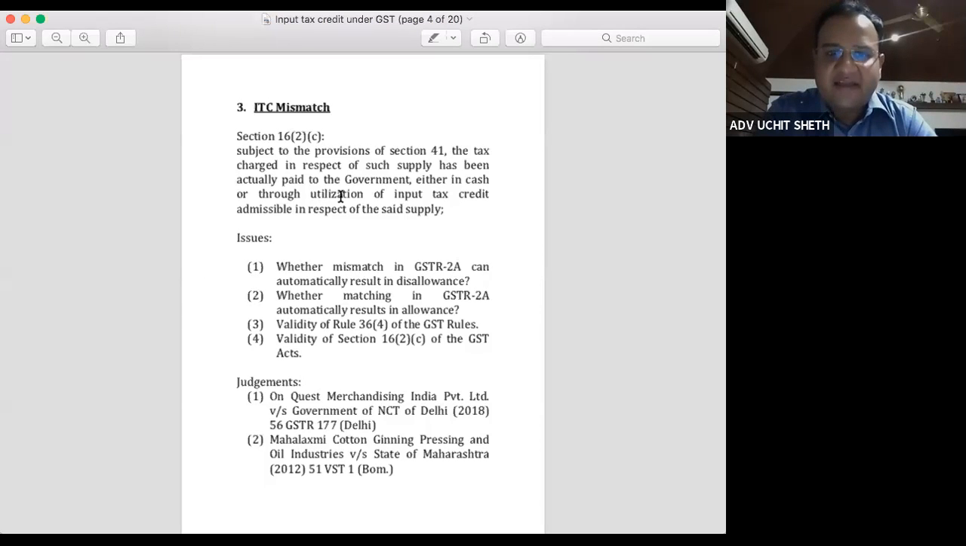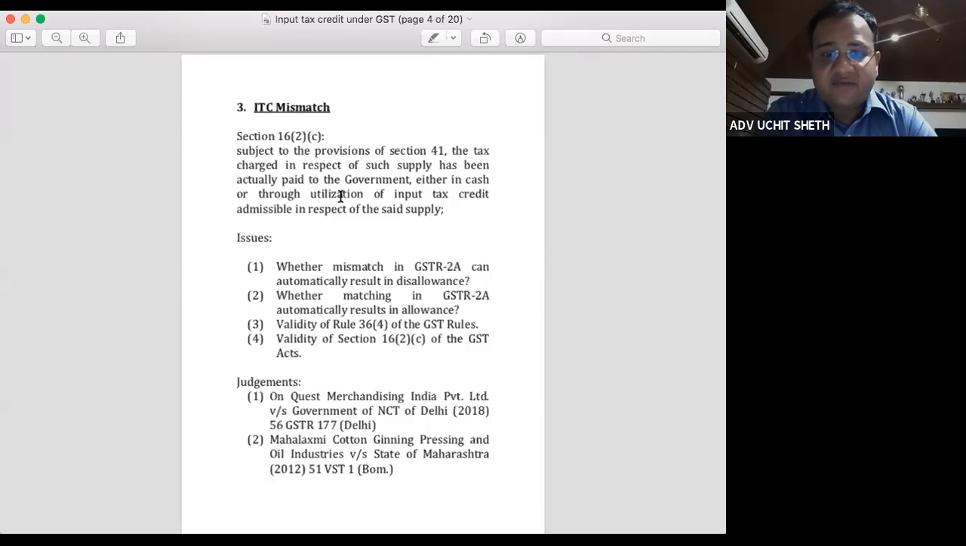I may just clarify that 16 subsection 2 enlists four basic conditions for claim of input tax credit. I am not going to go into all of them. I'll just pick up the conditions which are likely to create controversy. So 16 subsection 2 clause C says, subject to the provisions of section 41, the tax charged in respect of such supply has been actually paid to the government either in cash or through utilization of input tax credit admissible in respect of the said supply.